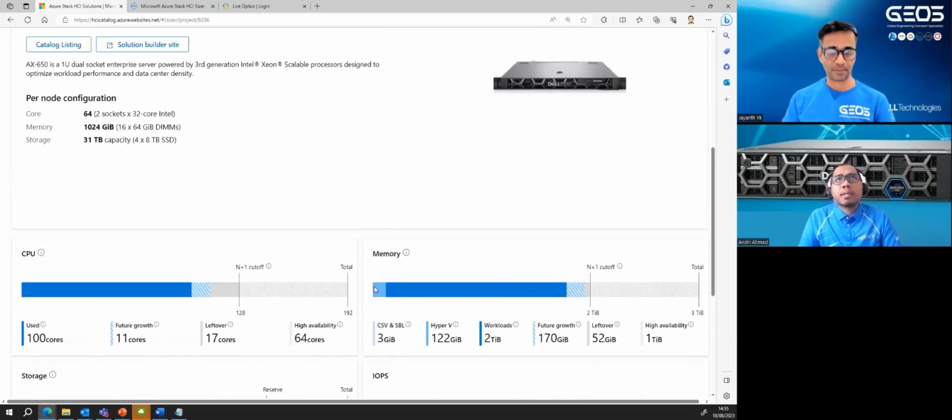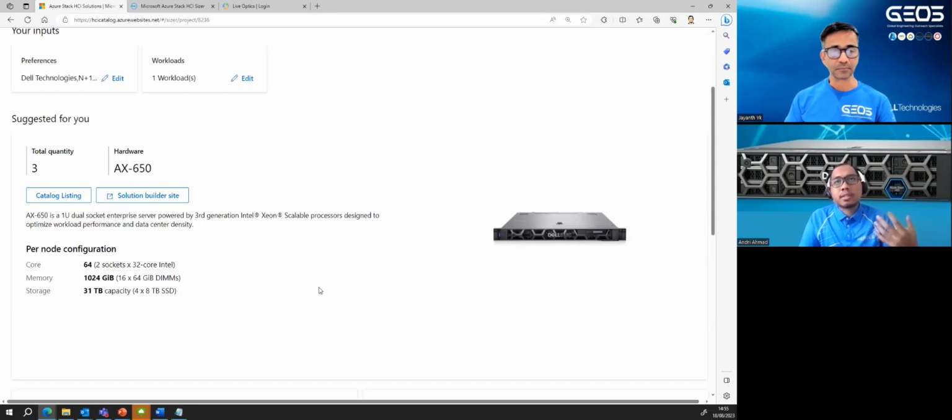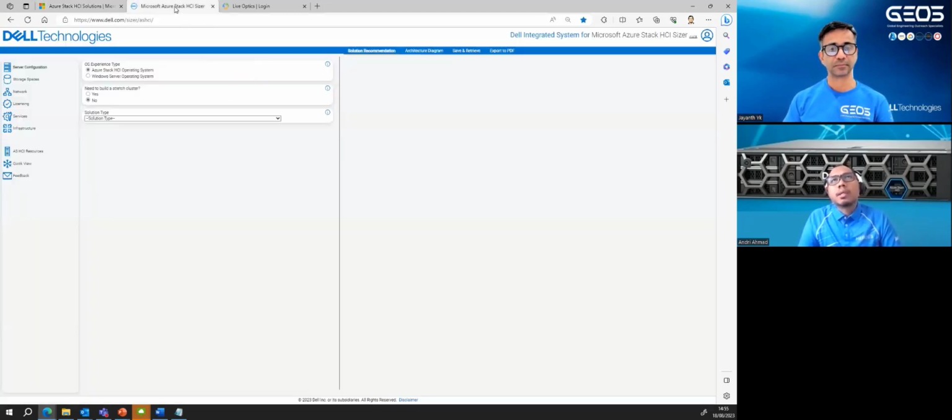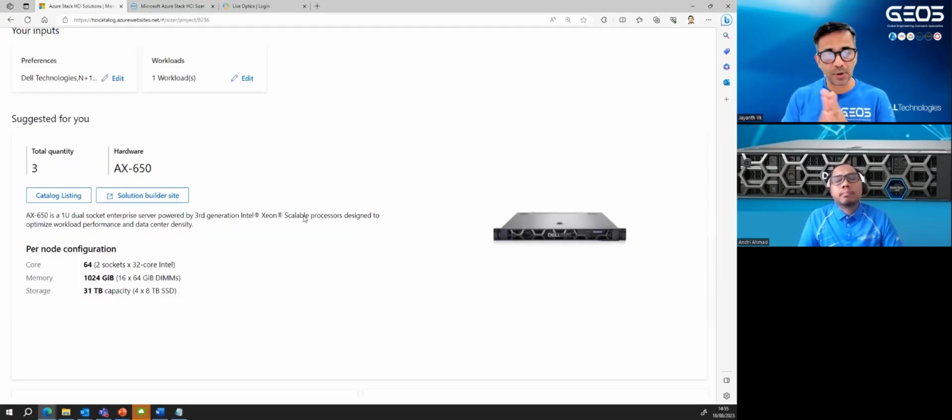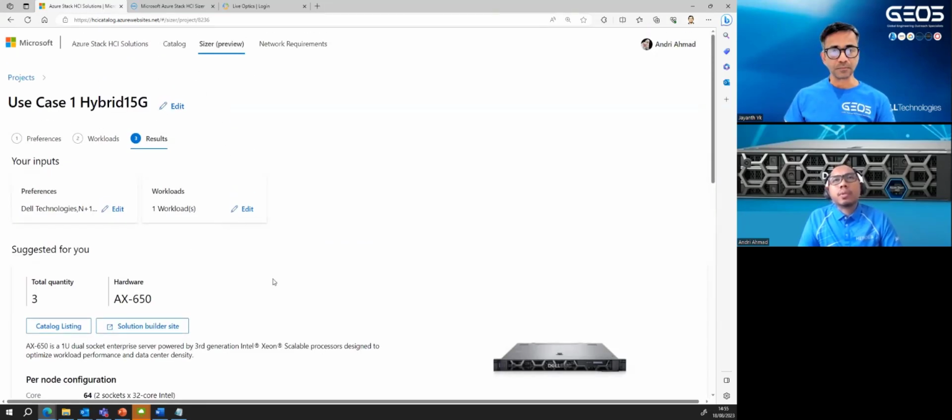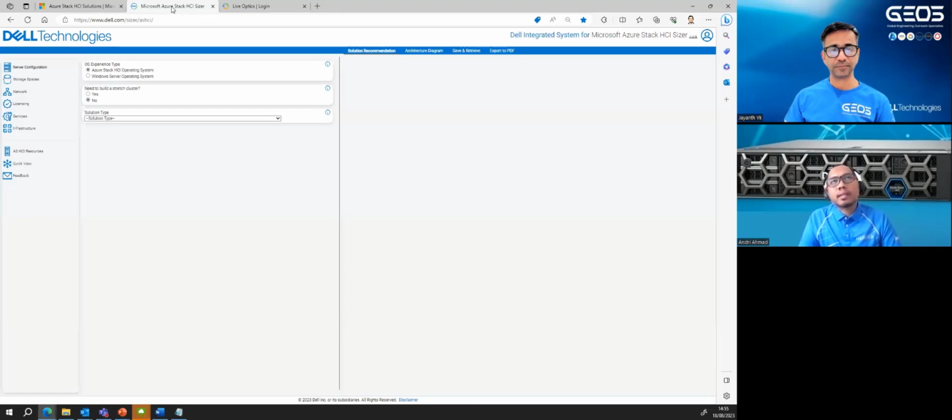Right. So if you already have this recommendation, you can just talk to us, and we have our own Sizer. Okay. So quick question, Andri. Now that we got the workload information from LiveOptics, we are feeding that information into the Microsoft Sizer, and from here, where do we go? Yeah. From here, after we get the recommendation, we need to validate it with a hardware vendor like Dell, to validate their offering.